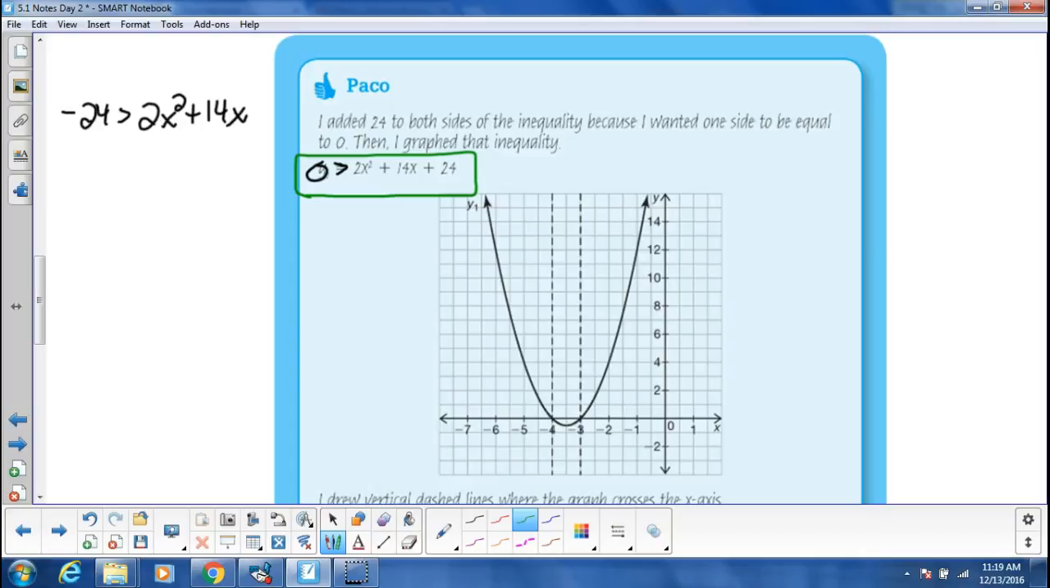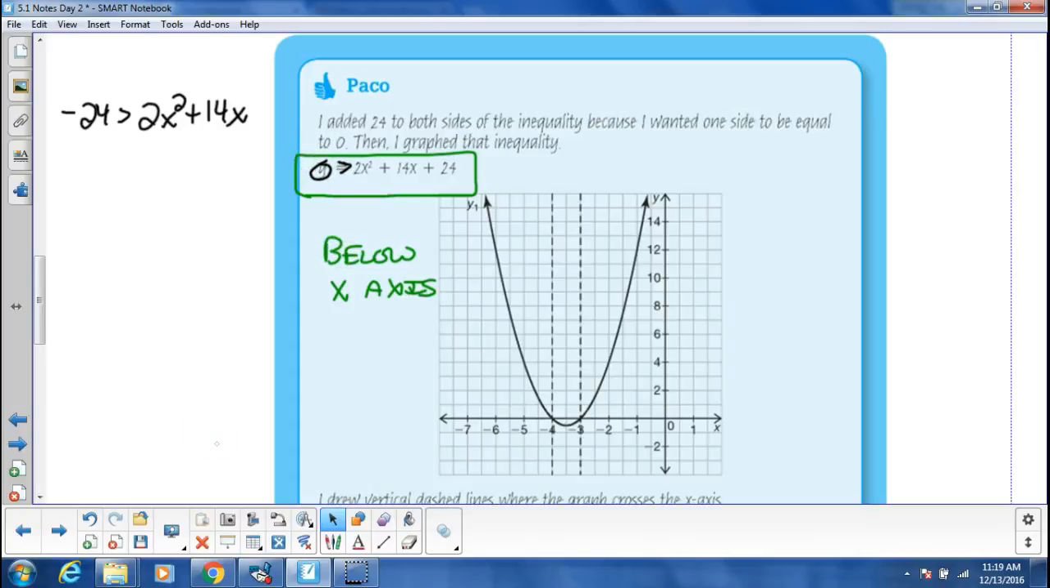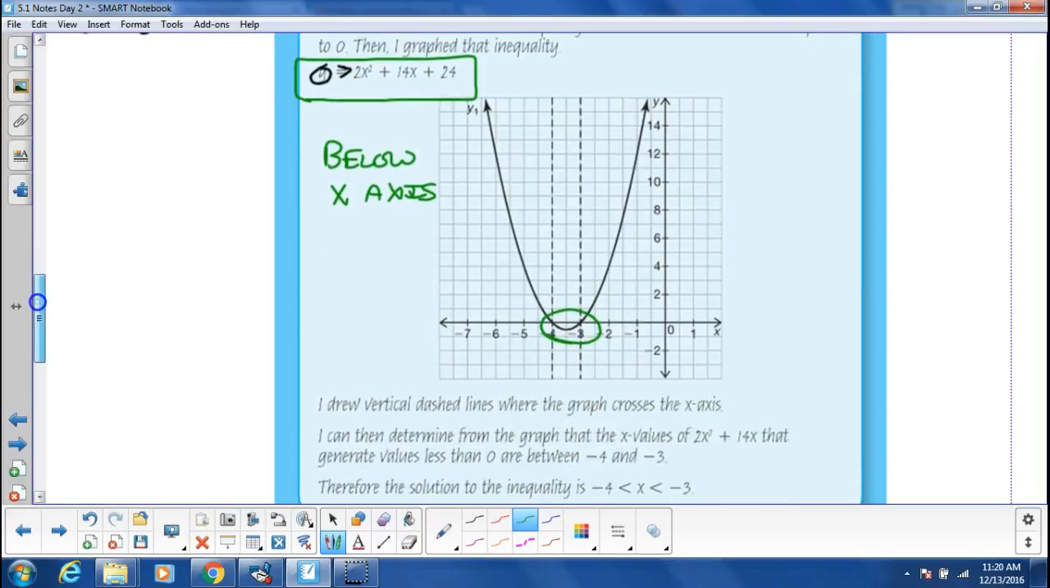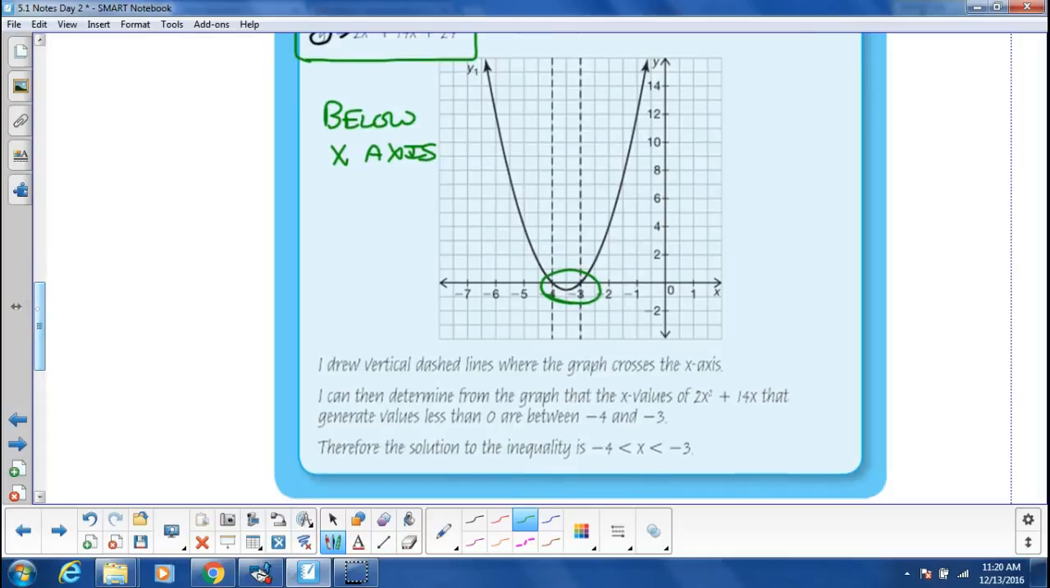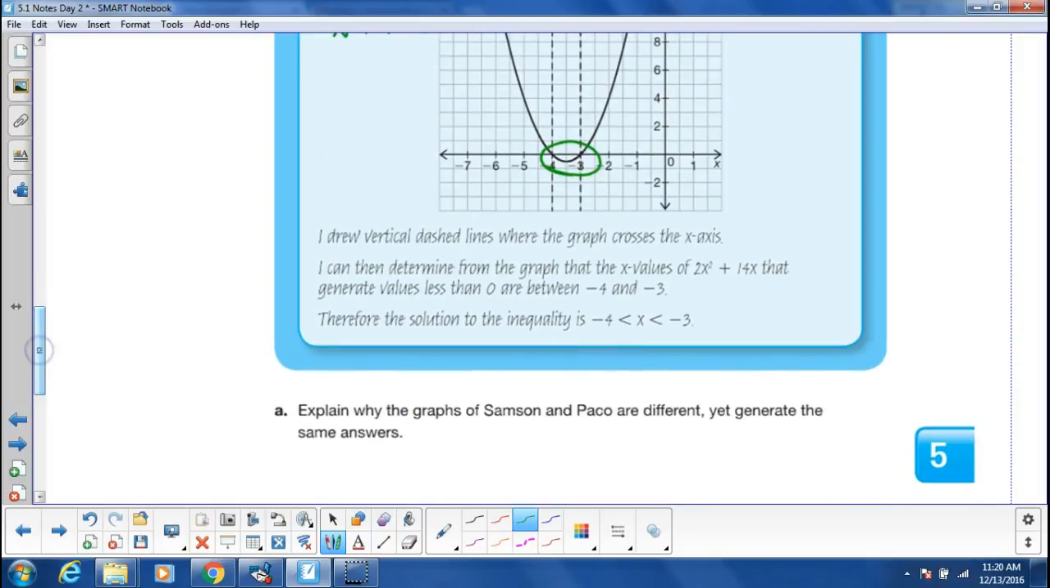Below the x-axis. So Paco here is looking for everything that's below the x-axis, which happens to show up right there. He draws vertical lines where the graph crosses the x-axis. He then determines that the values there are -4 and -3. So therefore, his solution is the same. In interval notation, his solution would look like -4, comma, -3.